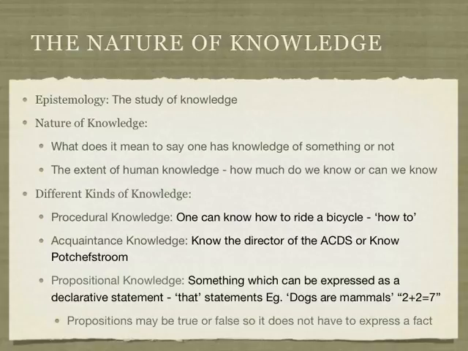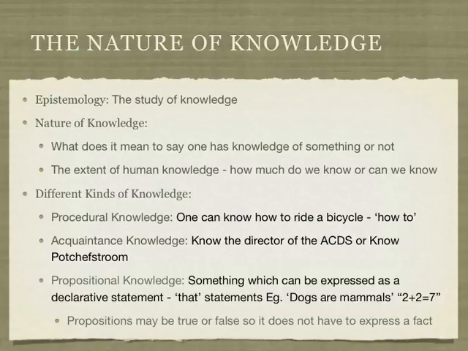Then there's propositional knowledge. Now, propositional knowledge is something that's expressed as a declarative statement. So it's a that statement. If I say that in the research that we have done, it was found that, that is propositional knowledge. Because I'm expressing a statement, I'm declaring that I have knowledge about a specific statement after the process. Okay, does that make sense? But propositional knowledge, like I said, is that statement. Dogs are mammals. It has been proven that dogs are mammals. Yeah?